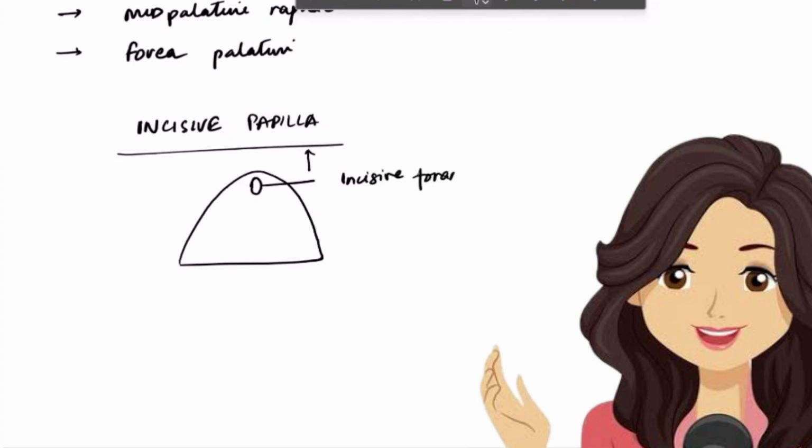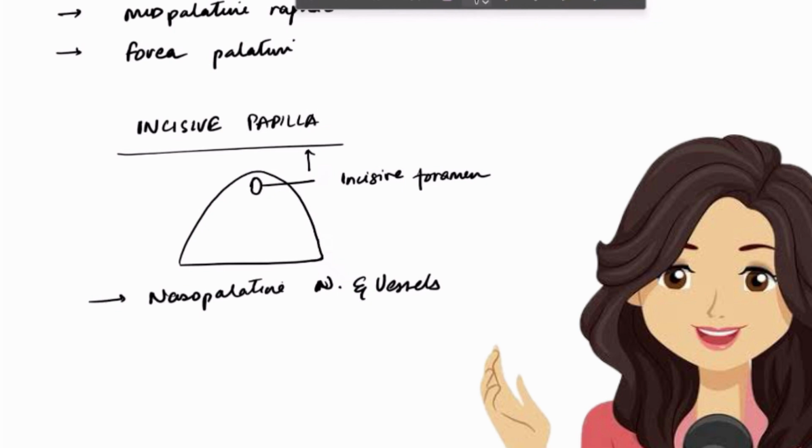So it is an opening of the nasopalatine nerves and vessels. Nasopalatine nerves and vessels pass through the foramen into the nose. They transfer between the nose and palate through it.